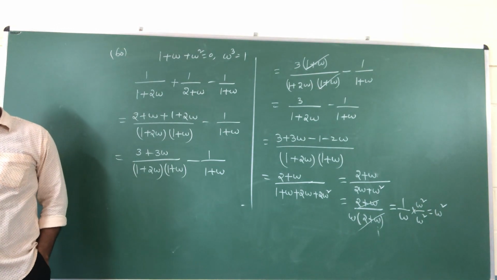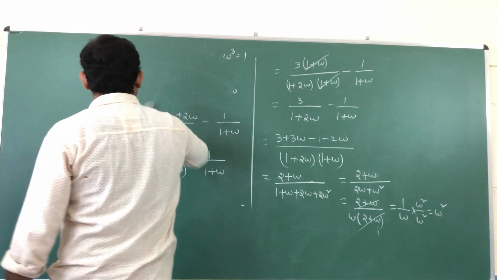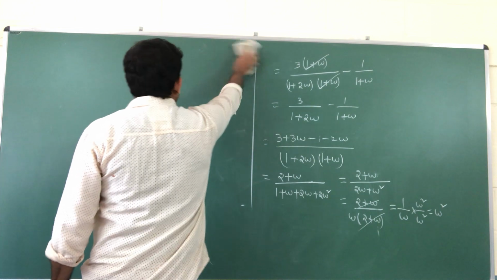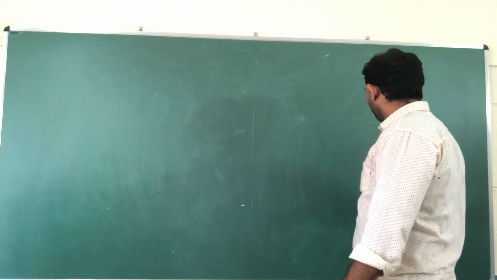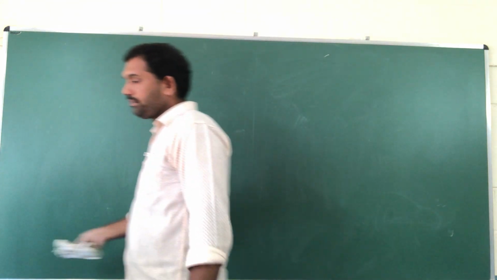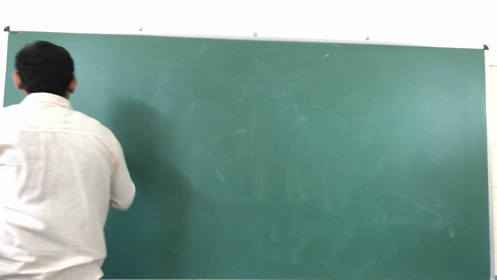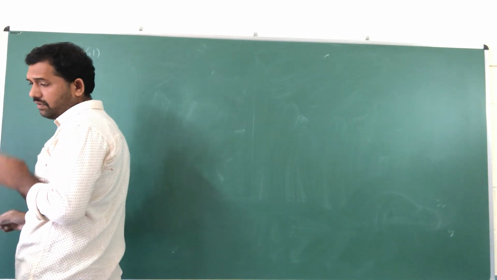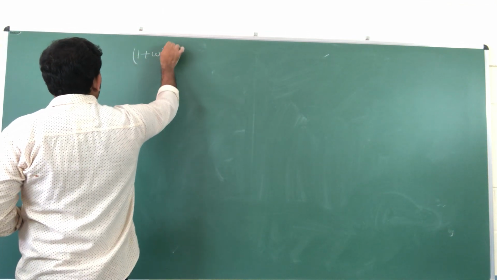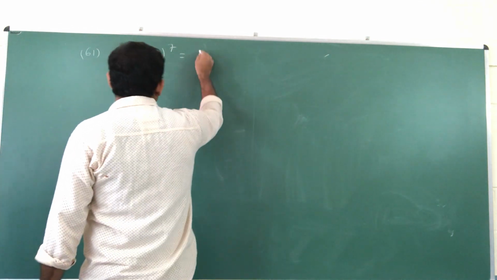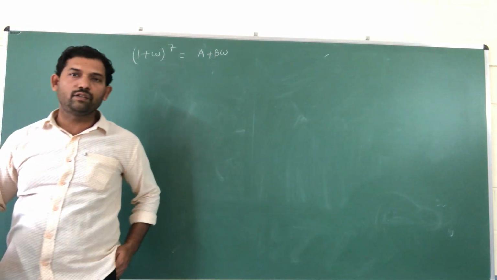Next, question number 61. So what is given? 1 plus omega^7 is equal to a plus b omega. So a, b values you are going to write.